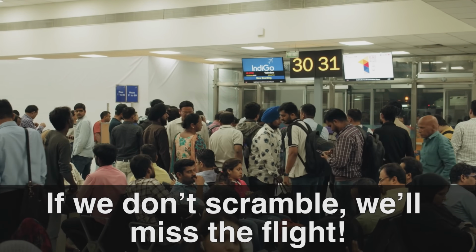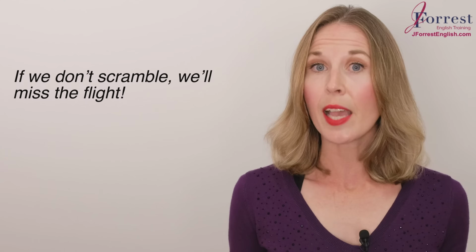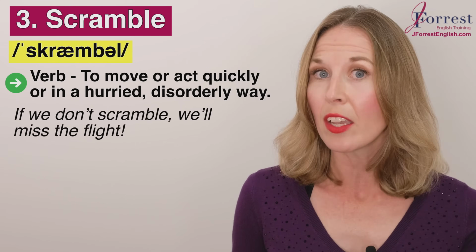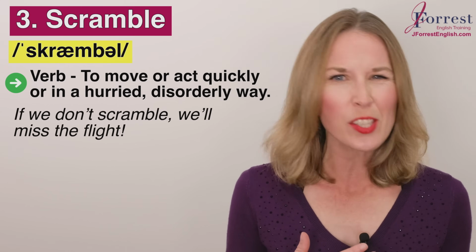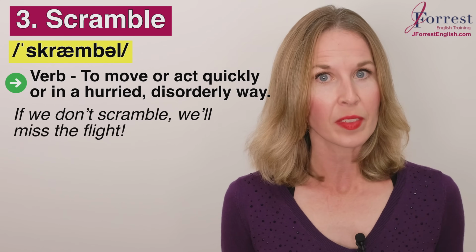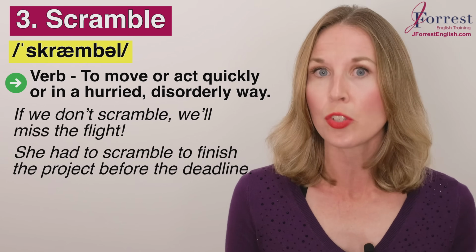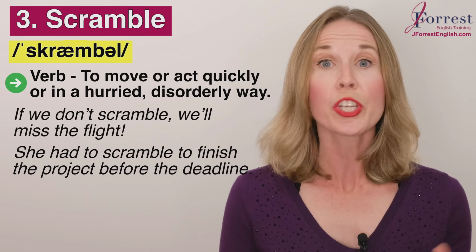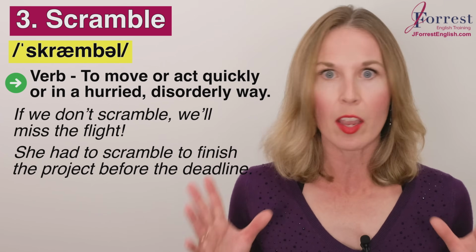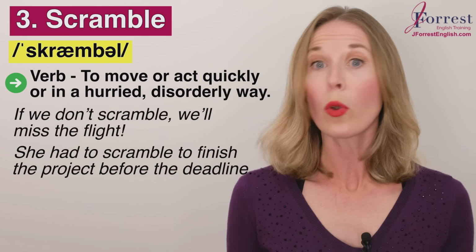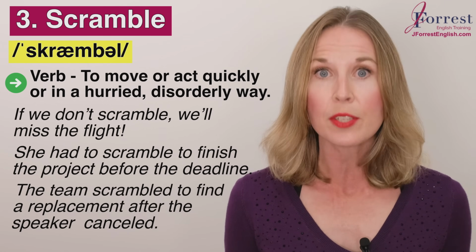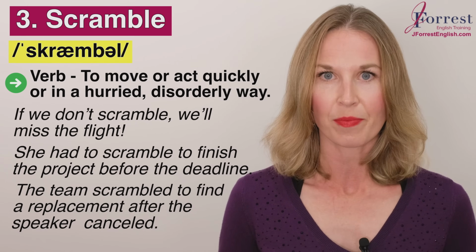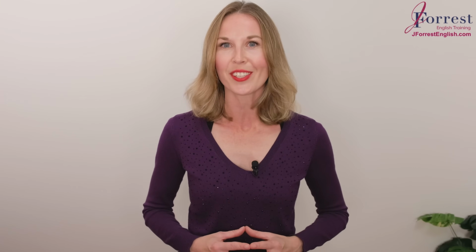Do you know how it's being used in this case? In this example, it's a verb, and it means to move or act quickly or in a hurried, disorderly way. You could say she had to scramble to finish the project before the deadline. So she had to hurry, but it was very chaotic and disorganized. Or you could say the team scrambled to find a replacement after the speaker canceled. Now let's listen to some real-world examples.